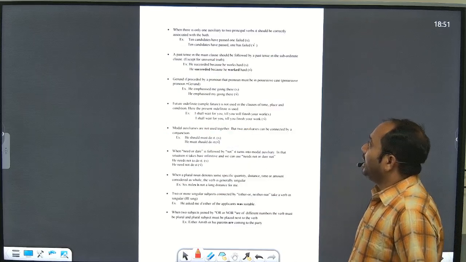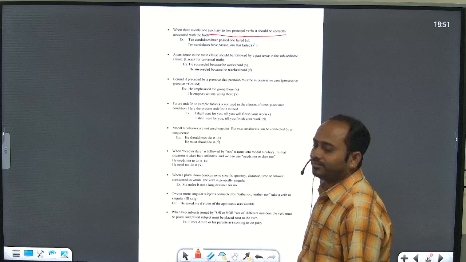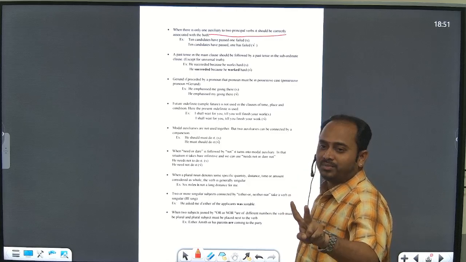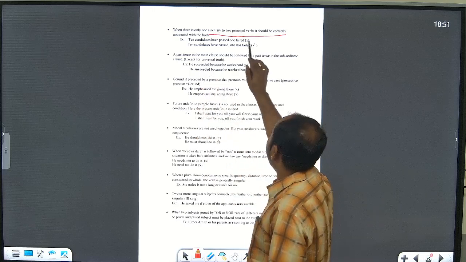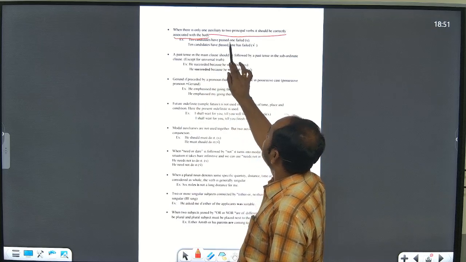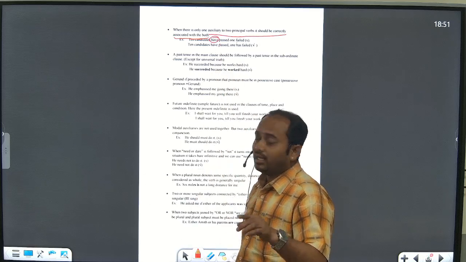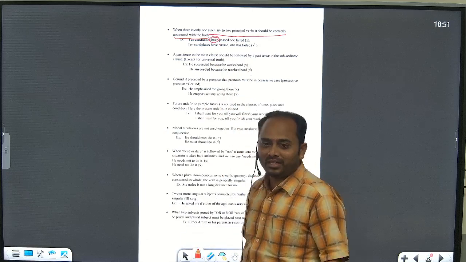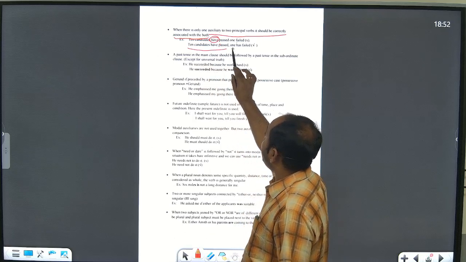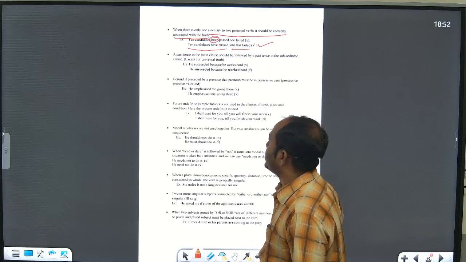Next, when there is only one auxiliary to two principal verbs, only one helping verb is used to two main verbs. Principal verb is nothing but main verbs. To two main verbs, it should be correctly associated with both. Like "Ten candidates have passed, one failed." Suppose if I used only one have here, automatically it is among the ten only, so "one failed" is meaningless. So "ten candidates have passed and one has failed." One is the third person singular, so has failed. This is a correct usage.